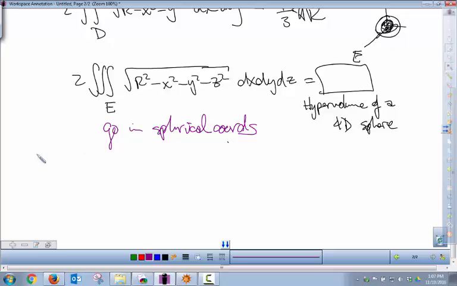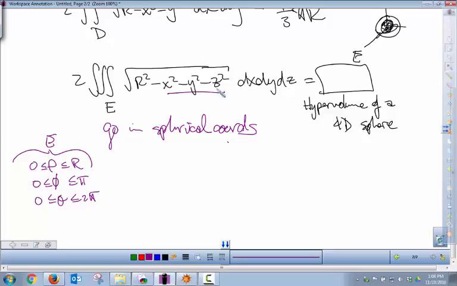So in spherical coordinates, your E is going to have a radius that goes from 0 to whatever the radius of that sphere is, the solid sphere. And then our phi goes all the way down to pi, and then our theta goes all the way around, 2 pi. And remember that x squared plus y squared plus z squared is equal to rho squared in our transformation. And so now we can rewrite this integral to look like 0 to r, 0 to pi, 0 to 2 pi.